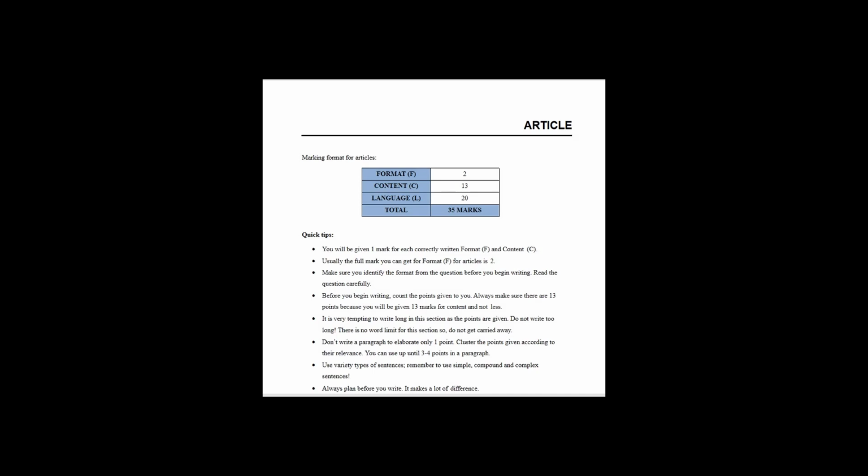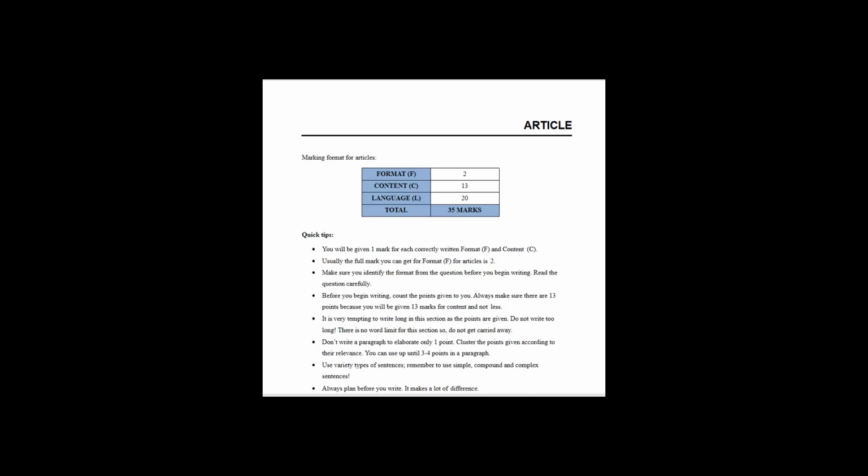So next is language. What is language? Language is grammar, the way you use the language correctly, the sentence structure. That is around 20 marks allocated for this. So it is important for you to know how to use the past tense, the present tense, articles and other sentence structure correctly, so that you will get 20 marks for this. So altogether are 35 marks for directed writing.